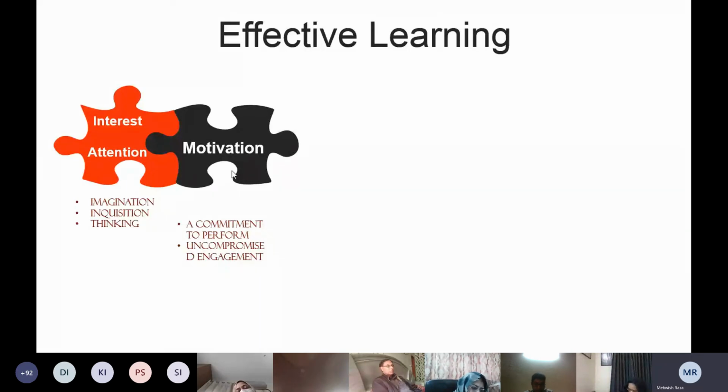It's a commitment. It's basically a commitment to perform, not to compromise on anything, on your engagement. It's an ongoing process. It's a process of involvement in something which is not then withdrawn.